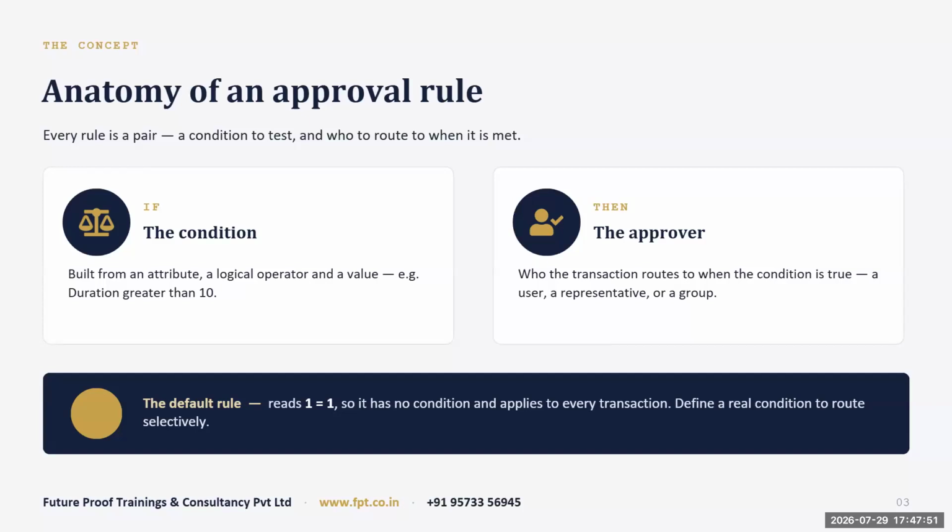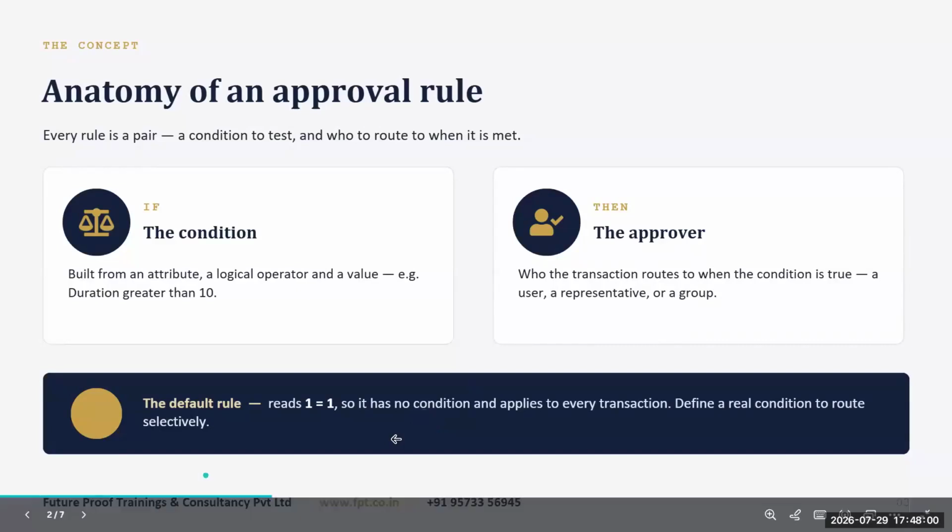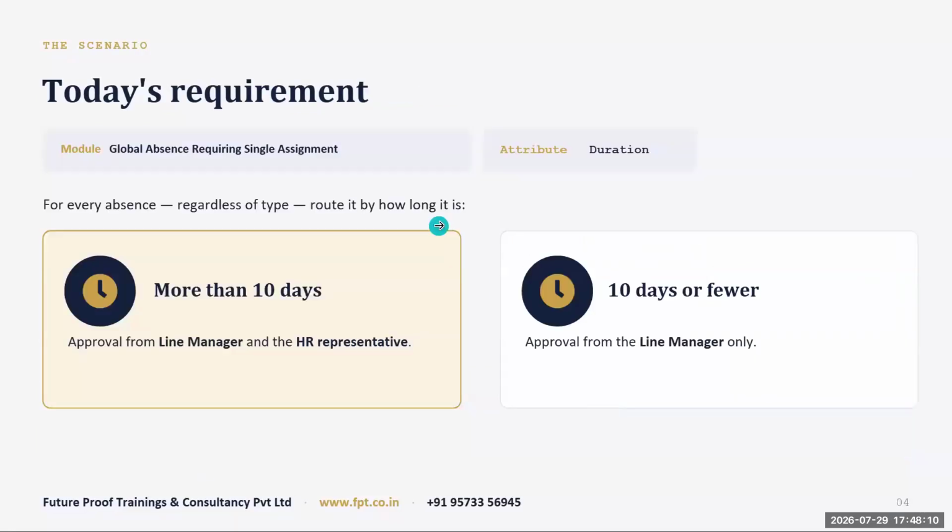At the same time, before coming to the HR specialist, the line manager also has to approve the leave. So this is the requirement. Now we are going to configure according to this requirement. We have discussed it: for more than 10 days of leave, approval from the line manager as well as the HR representative. For less than 10 days, only the line manager is enough.